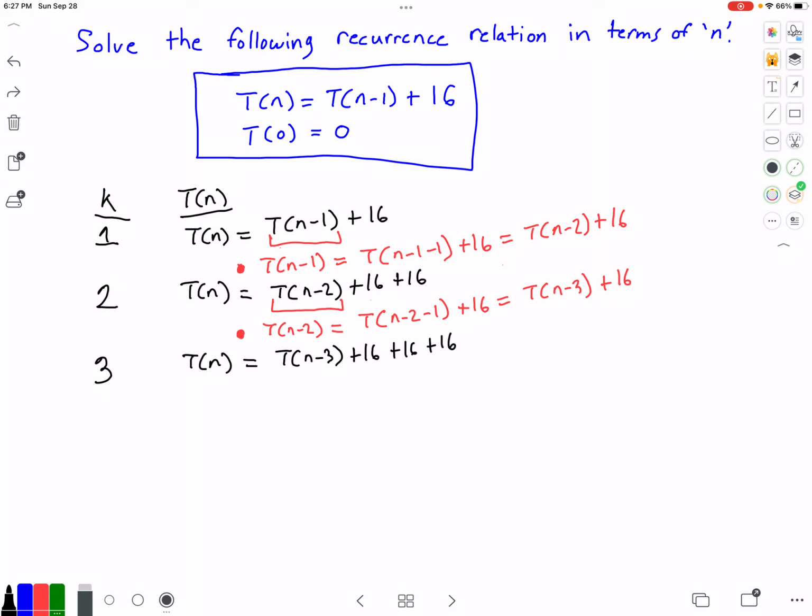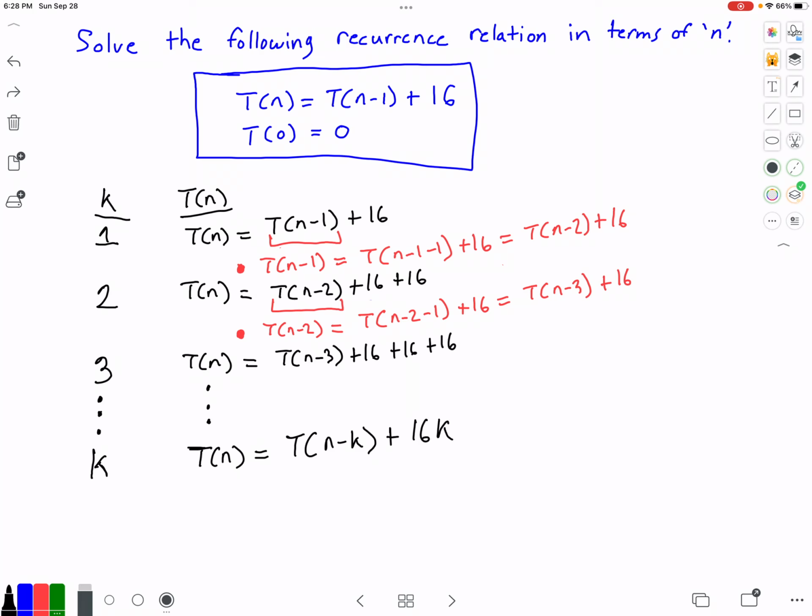We're going to continue doing this until we can see some pattern. And luckily for me, I do see a pattern, so I'm going to go ahead and stop here and move on to the next step. Now, for some k iteration, so I'm just going to put k here, what does our function t of n look like? Let me put a few dots here as well. So our function t of n is equal to t of n minus k plus 16 times k.